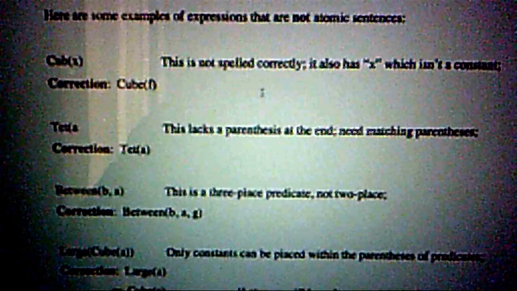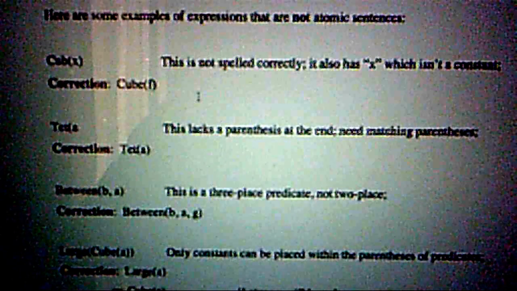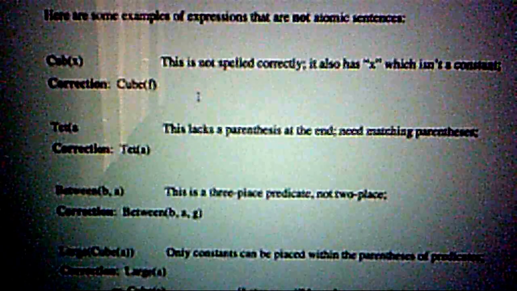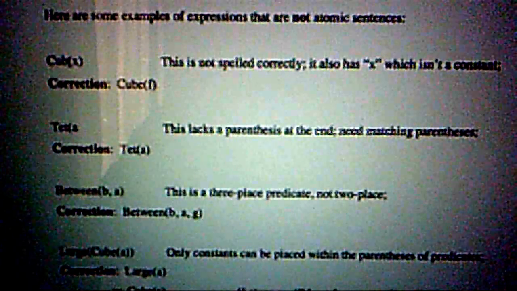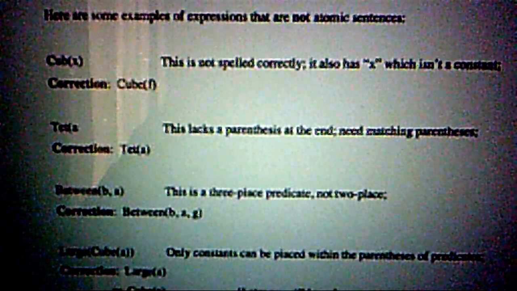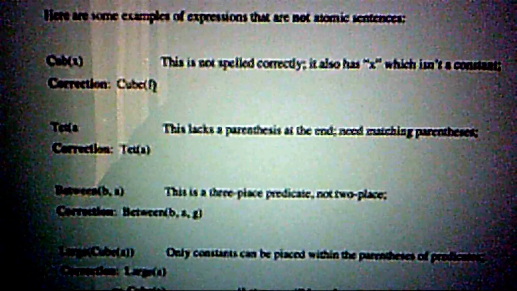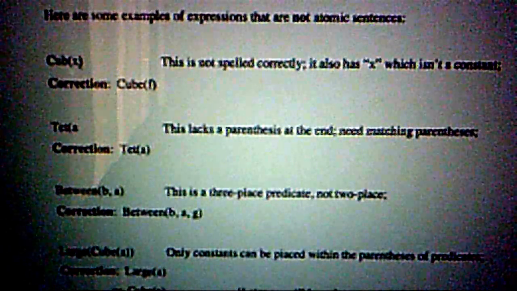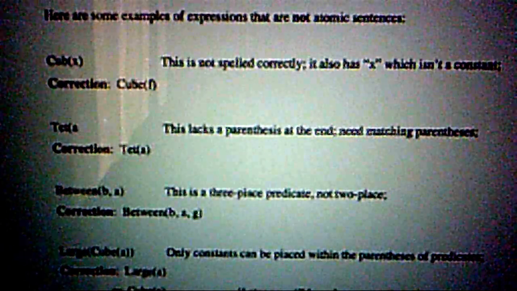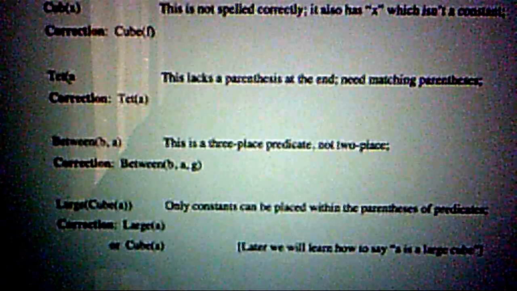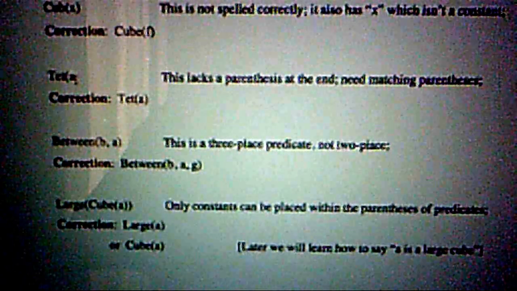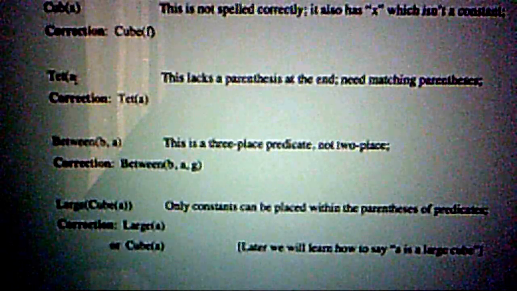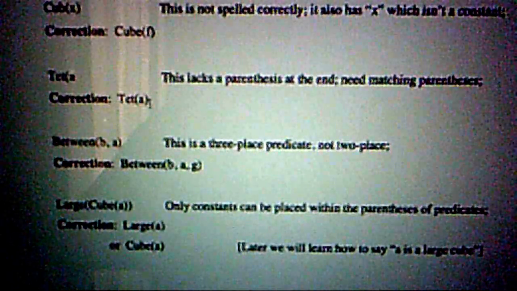Yeah? Here are some examples of things that look like atomic sentences but are not, for various reasons. Cub(X), it's just like in English. This is not a sentence because there's a spelling error. Correction, Cube, and you need a constant. X is a variable. You have to have a constant in order for it to be a sentence. Tet A, it looks like Tet(A), but it's missing parentheses. That's like a punctuation error, like a missing period in a sentence. So that's it right there.